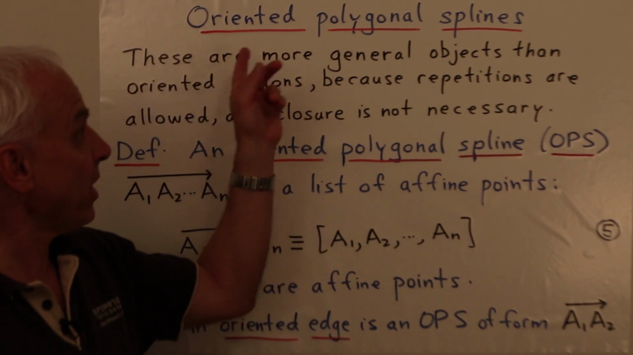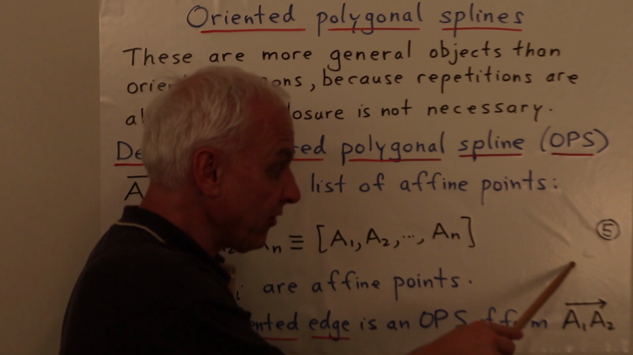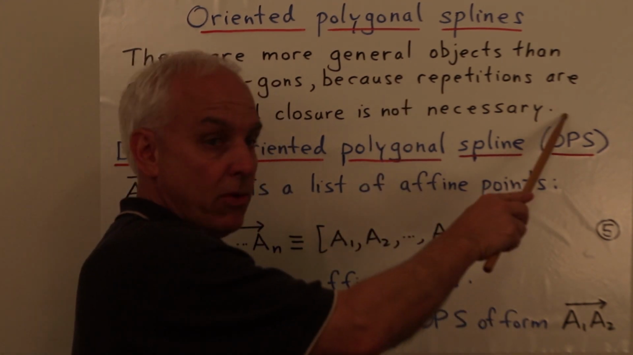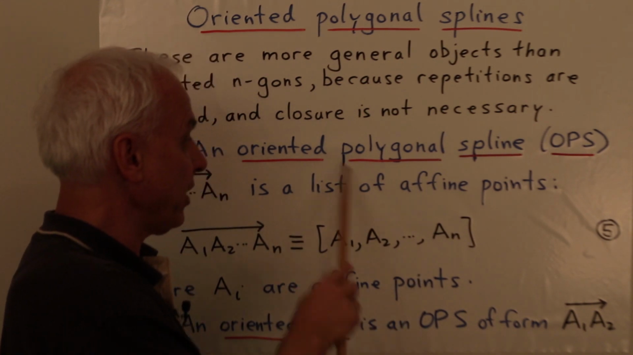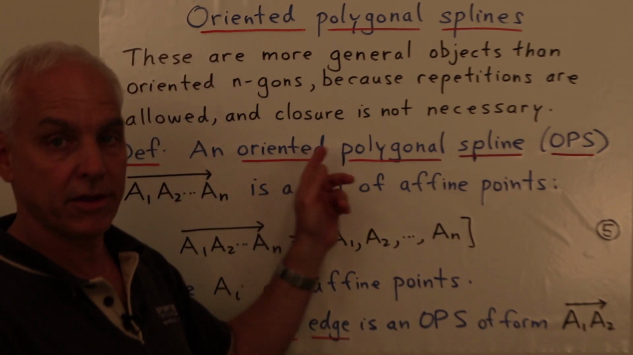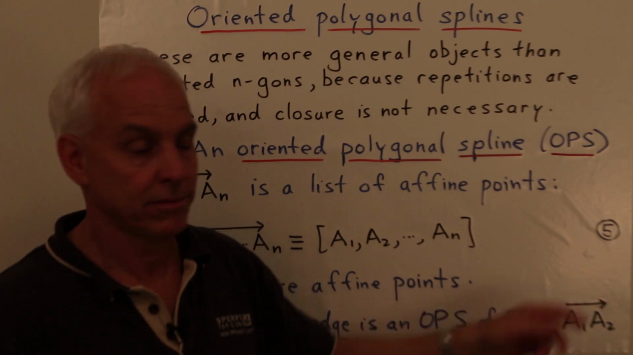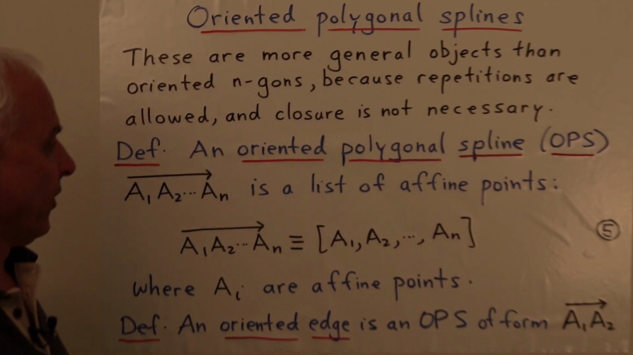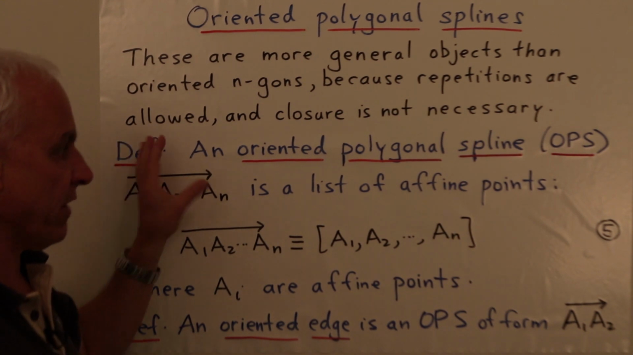So these oriented polygonal splines are going to start at some point, and then go to there, and then go there, and then go there, and then go there, maybe back to where we already were, and then go over here, and over here, and over here, and over here, and end there. They don't have to end where they started. And repetitions are allowed. So here is the official definition.